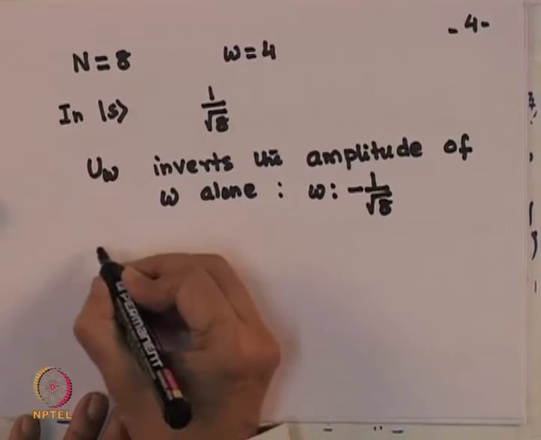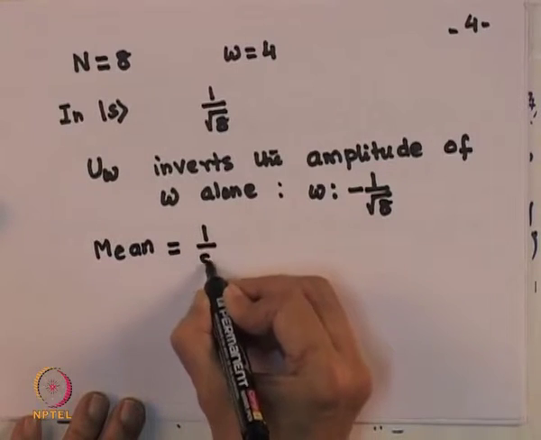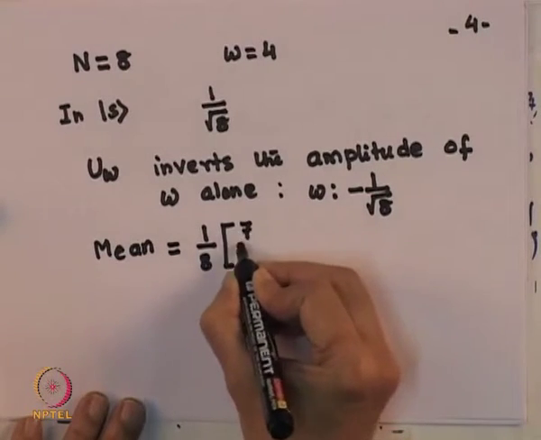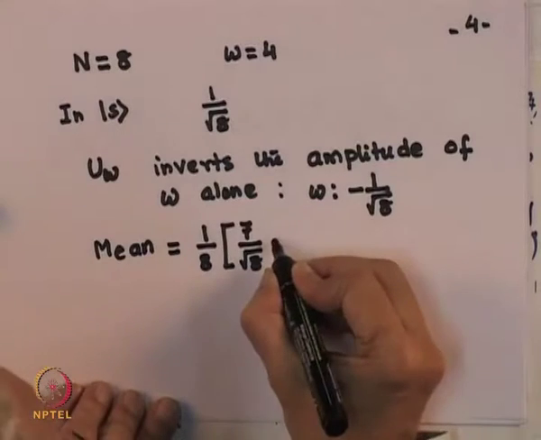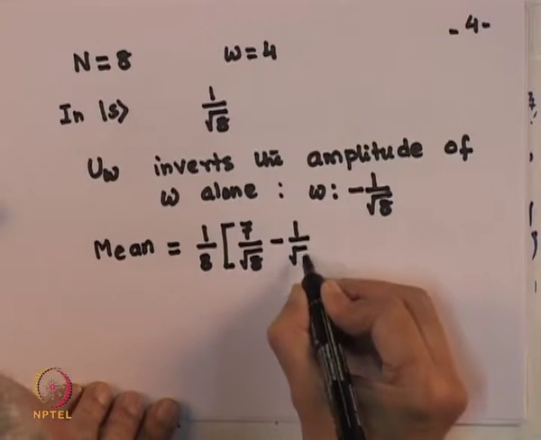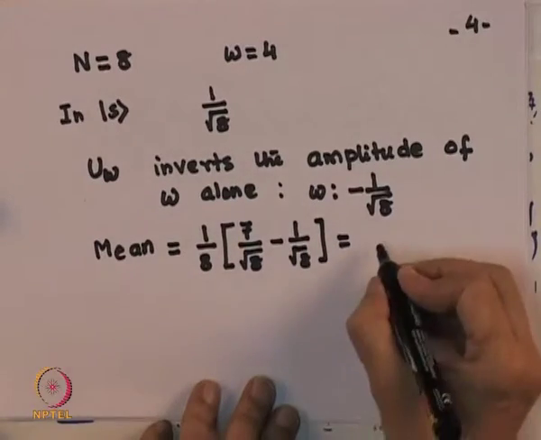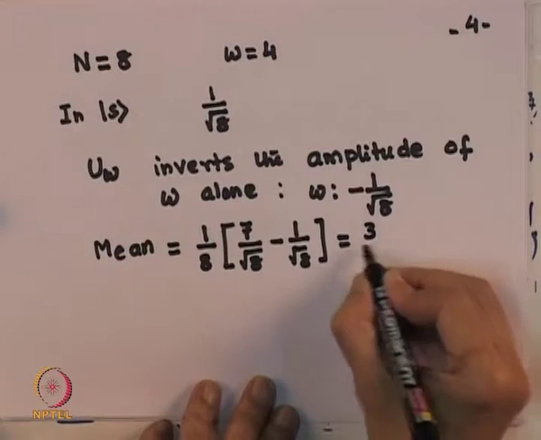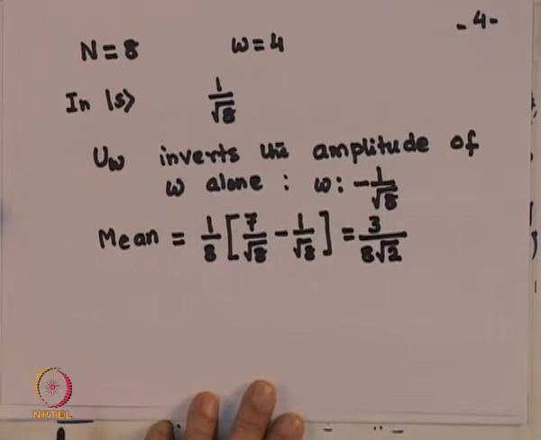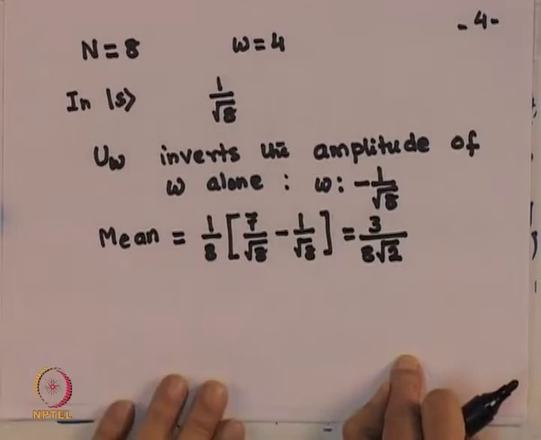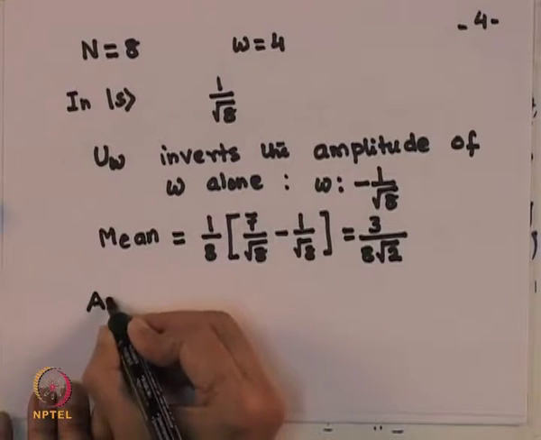So let us recalculate the mean. There are 8 items, 7 of them still have 1 over square root of 8 as the amplitude, and the marked state has minus 1 over square root of 8 as the amplitude. So the sum is 6 by square root of 8, and the mean is nothing but 3 by 8 root 2. So now I look at what application of US gives me.